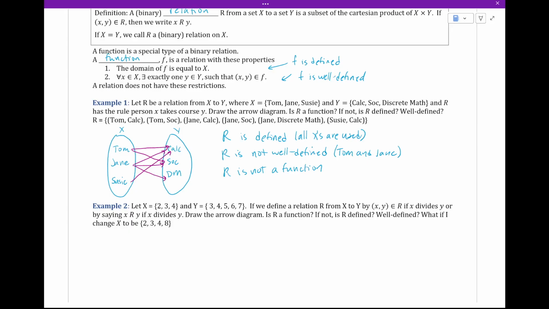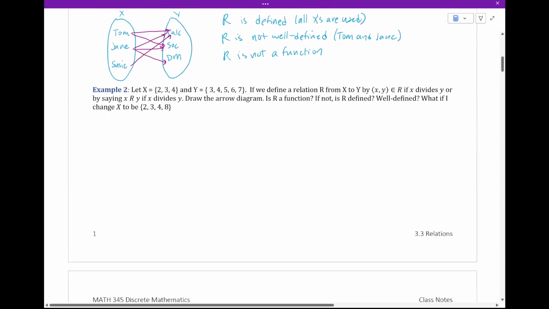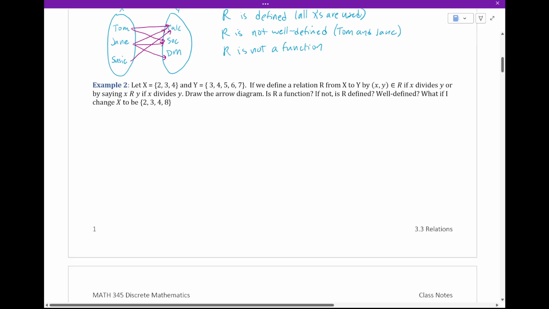Okay, let's take a look at the next one. Example 2. Let X be 2, 3, 4, and Y be 3, 4, 5, 6, 7. We define a relation R from X to Y by (x, y) is in R if x divides y. Another way to say that is xRy if x divides y. I want to draw an arrow diagram, and talk about: is it a function, is it defined, is it well defined? Let's first write out what our relation is. What are the elements in our relation? We're looking for two values, an x value and a y value, where x divides y.